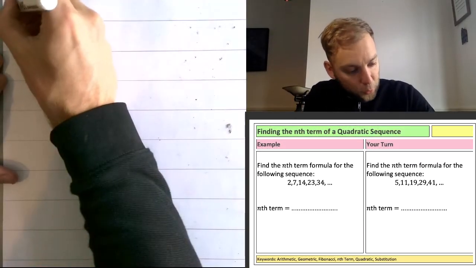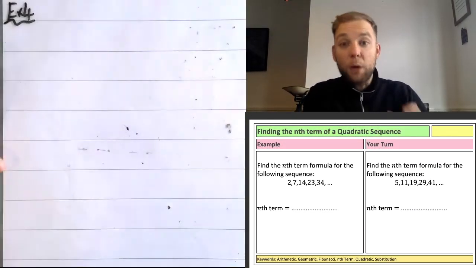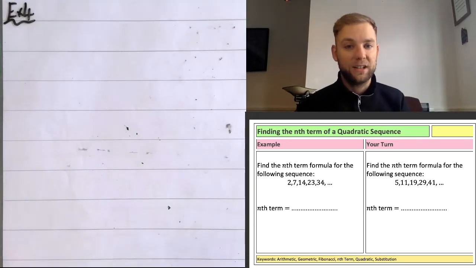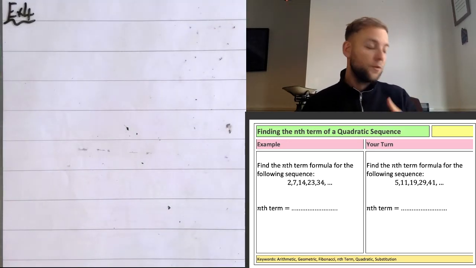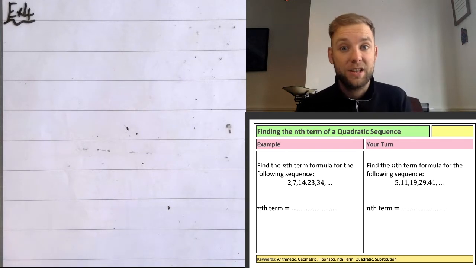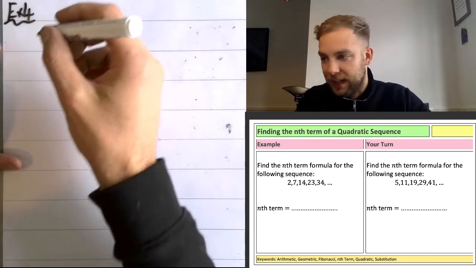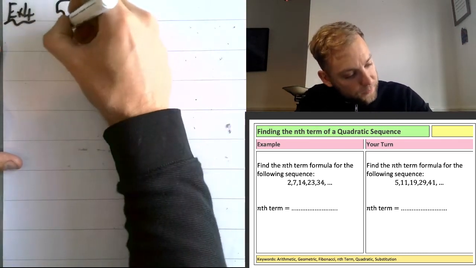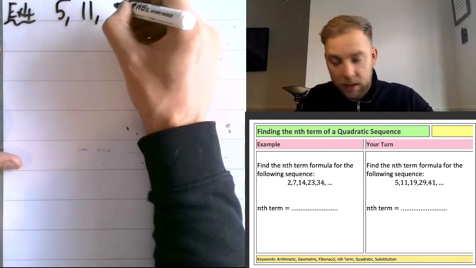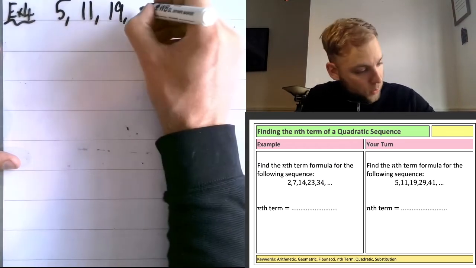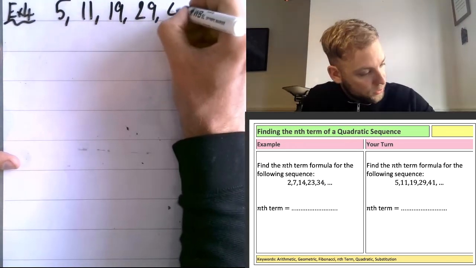So example 4, I would really suggest getting these down in your notes. This isn't an easy task. Remember, the only way to learn maths is to actually do it. So do make sure you're getting this one down. So it's 5, 11, 19, 29, and 41.